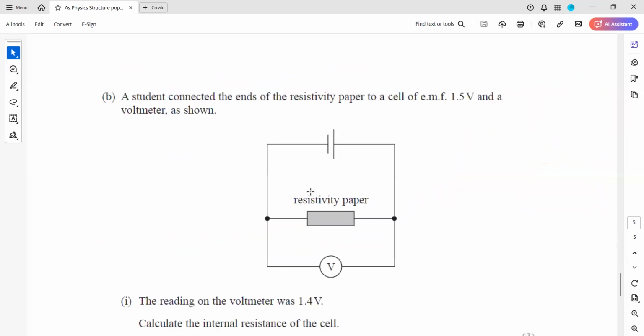Area is 5.05 exponent minus 7. Okay. And then you divide it by 0.042. So you will get the thickness of this.